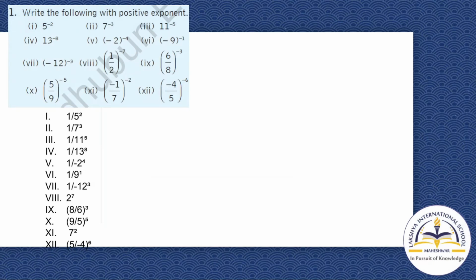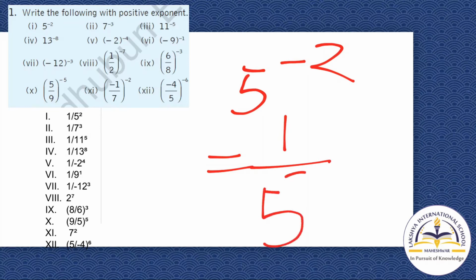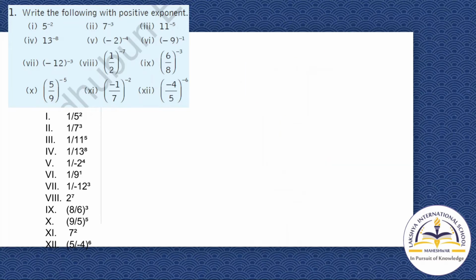Question number 1. Write the following with positive exponent. Question number 1, 5 raised to the power minus 2. So how we can write? 1 divided by 5 raised to the power 2. Here you can see there is 5 raised to the power minus 2. Now how we can write in a positive? 1 by 5 raised to the power 2. Okay. In the same manner, second question, 7 raised to the power minus 3.